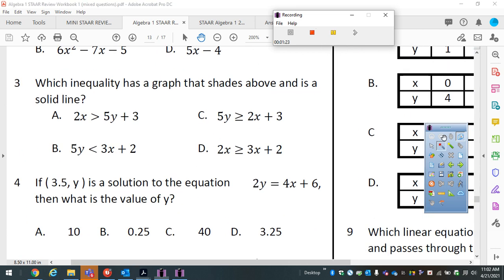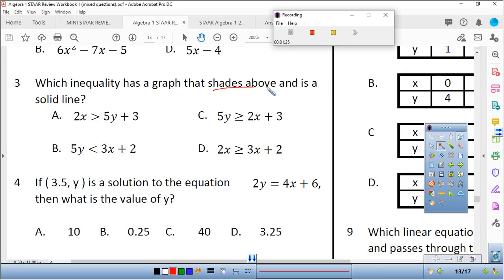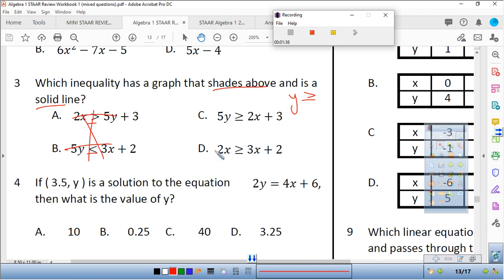This one's pretty easy, guys. Shaded above, so that means y is greater than, and solid line means an equal sign. So you want something like that. This one, no. This one's actually facing the other way. And these are not solid lines, so these are automatically out. This one doesn't even have a y. If you divide by 5 here, divide by 5 here, divide by 5 here, you wind up with y is what we want.